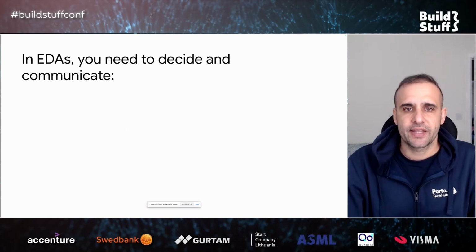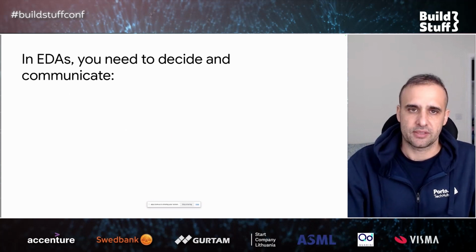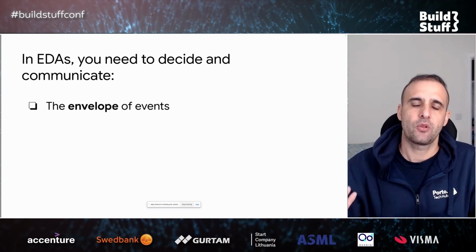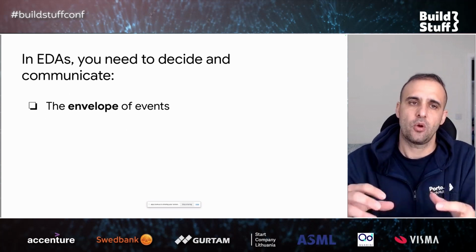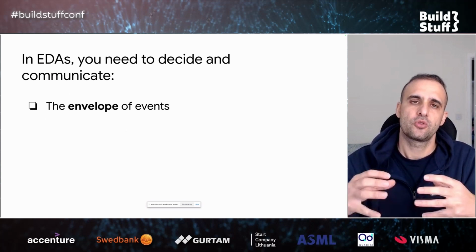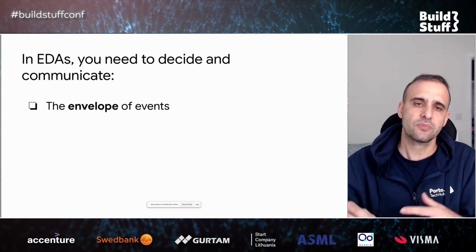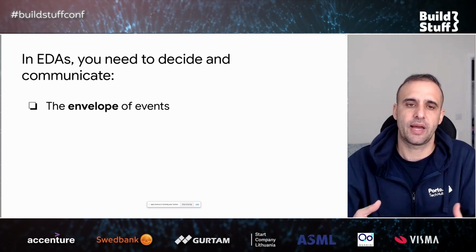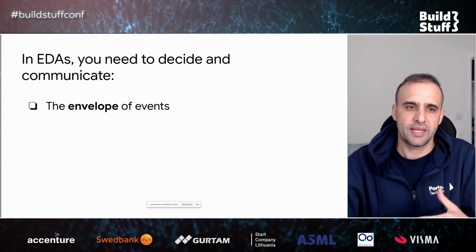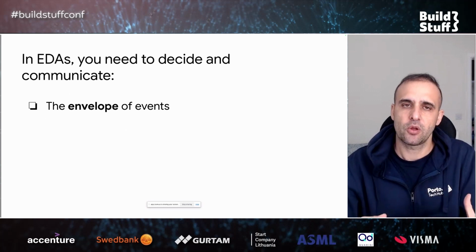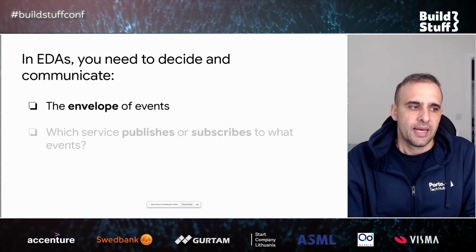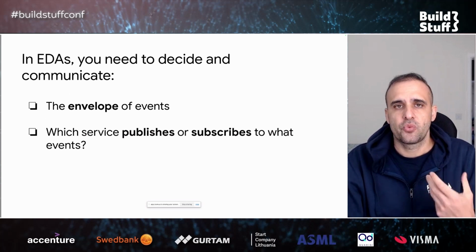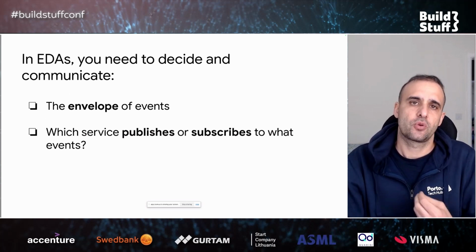But in these event-driven architectures, you need to decide and communicate a couple of things. First, you need to decide on the envelope of the events. The events have two parts. One is the envelope. So what kind of information do you use to route that event to the destination? And the other part is the data part of the event, the actual payload that you're sending. So data is usually custom to your application, but for the envelope, you need to decide what information you're going to use and how you're going to use that information to route your events. And the second thing that you need to decide is which service publishes or subscribes to what events, right?